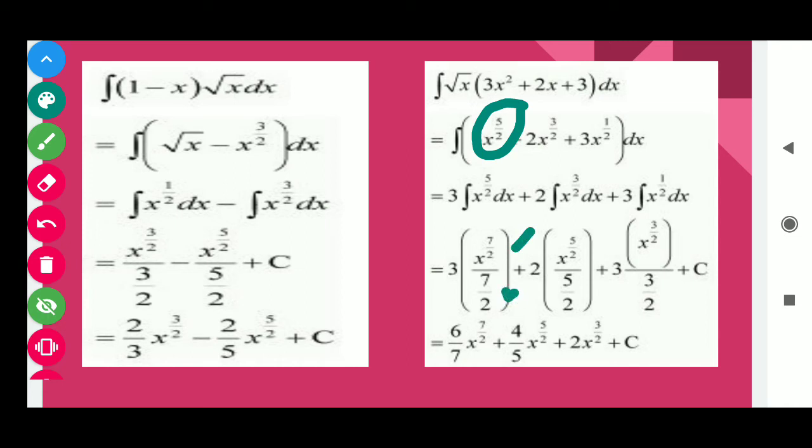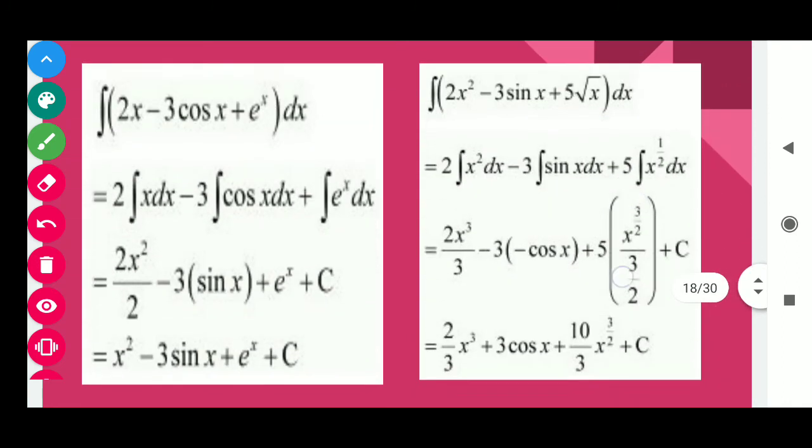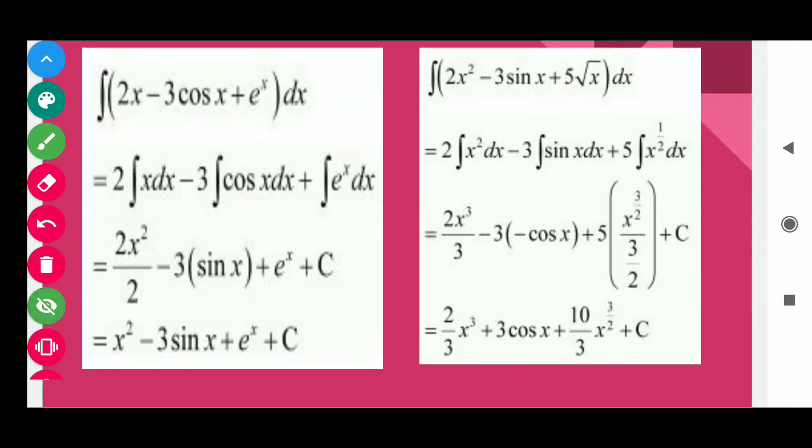And students, again x raised to power 3 by 2 integration is x raised to power 5 by 2 over 5 by 2, and here x raised to power 1 by 2 is x raised to power 3 by 2 over 3 by 2. So students, in this way we have completed this question as well. Now here we have the next question. Integration of 2x minus 3 cos x plus e raised to power x with respect to x.